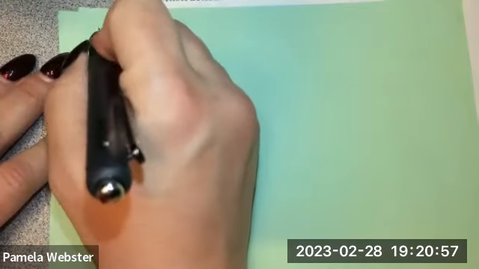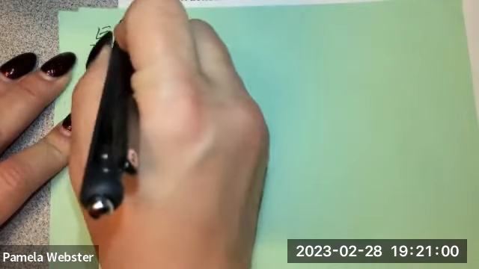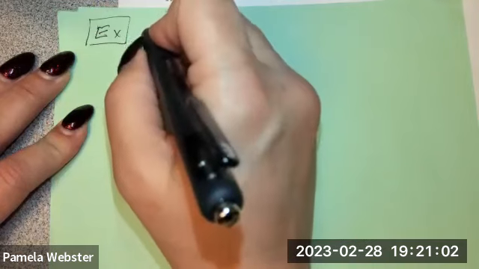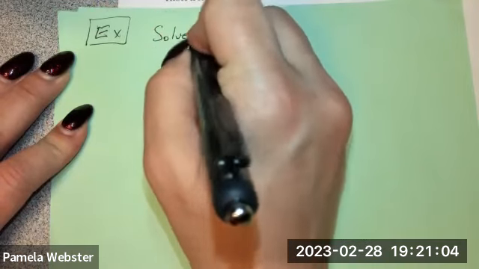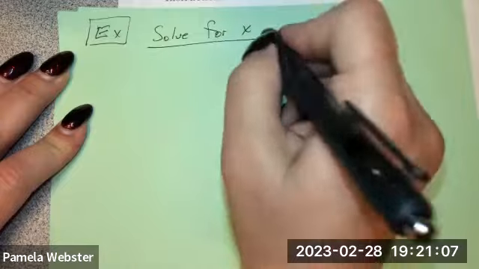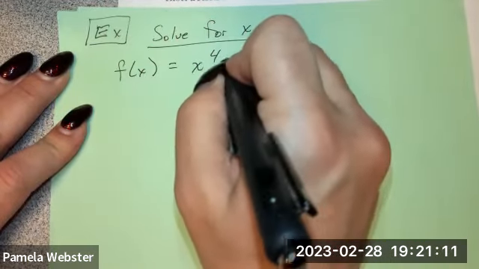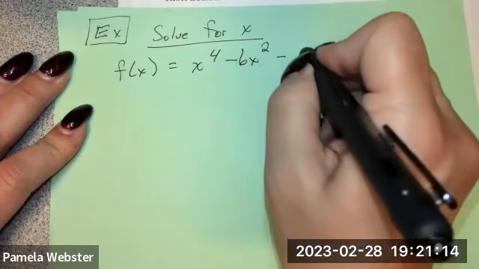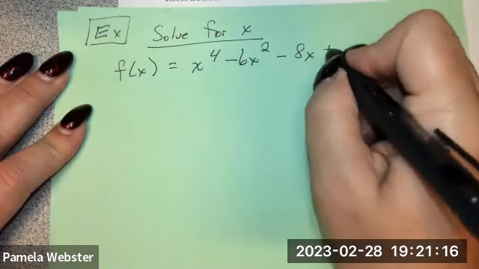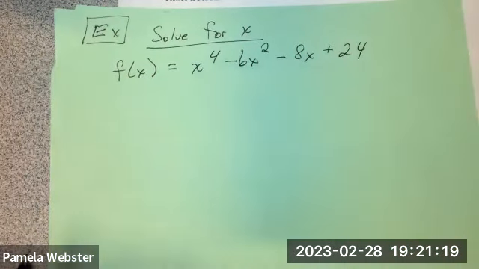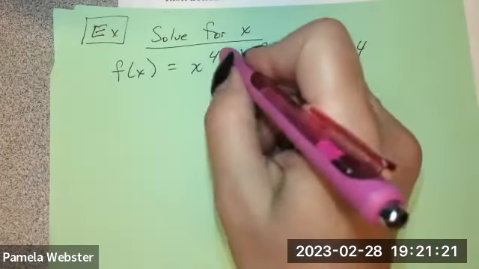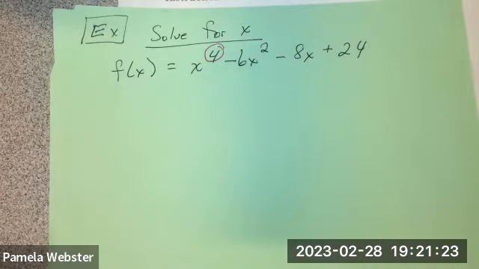All right. So again, in the interest of making this video not 2 hours long, I'm going to do some pausing and working on my own. So here's my example. And it will be solve for x is my directions. Find all the x's possible, basically. f of x equals x to the 4th minus 6x squared minus 8x plus 24. Okay. And I want you to note right up front, my biggest exponent is a 4, which tells me when I'm finished, I better have 4 solutions.